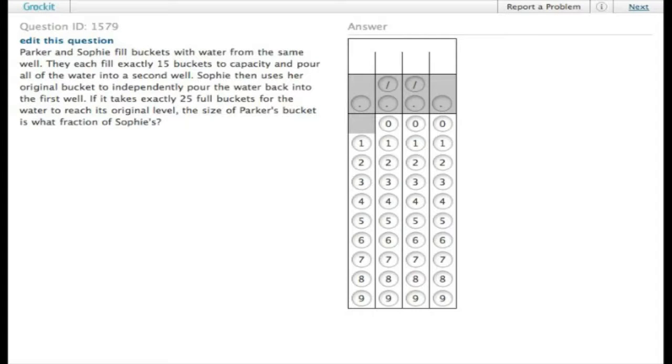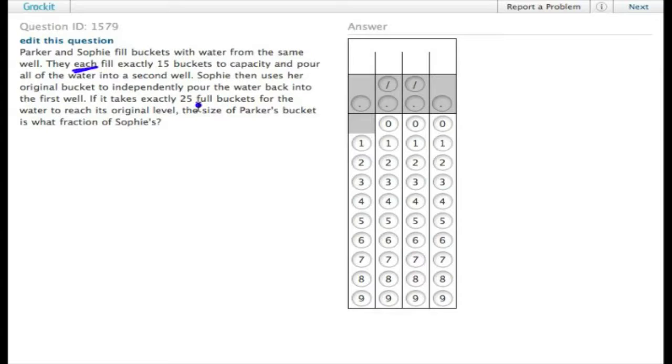Parker and Sophie fill buckets with water from the same well. They each, that's very important, they each fill up their own 15 buckets. Each fills up exactly 15 buckets to capacity and pours all the water into a second well. Sophie then uses her original bucket to independently pour the water back into the first well.